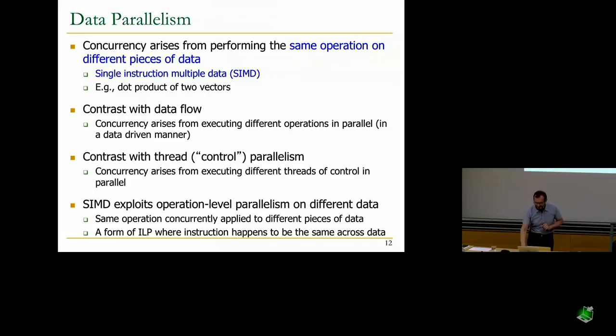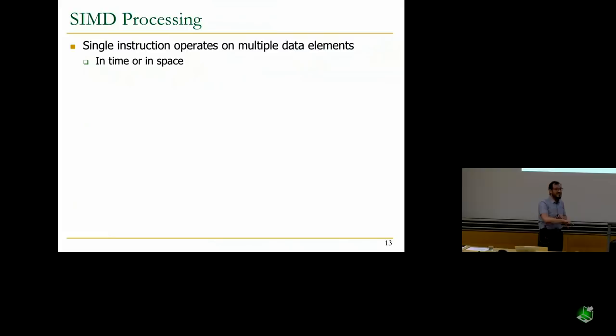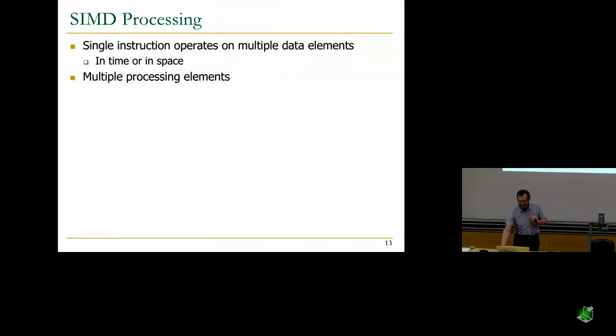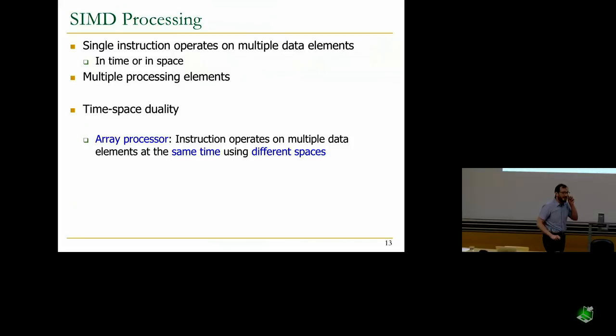I already said this. This could happen in time or in space. So there's this time-space duality, like in many, many other things in the world. You need to have multiple processing elements to be able to exploit this. You cannot exploit parallelism without multiple processing elements. Hopefully that's clear at this point. You have to have multiple resources, if you will. And the time-space duality distinguishes what I mentioned earlier, whether you have an array processor or a vector processor. And this will be very clear soon.